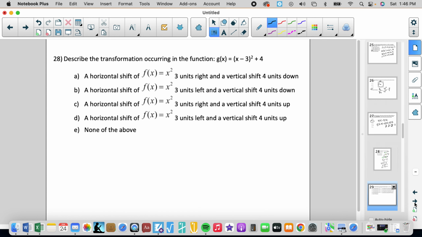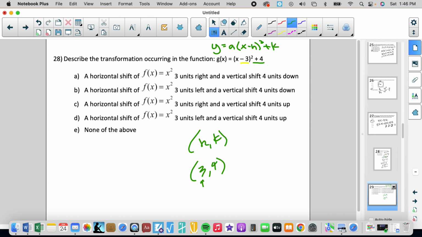28, describe the transformation occurring. So we can look, this is in vertex form. So we know that the vertex is going to be the opposite of what we see. Because it is y equals a(x minus h) squared plus k, and that would be our h and k. So our vertex would be (h, k). In this case, it would be (3, 4).